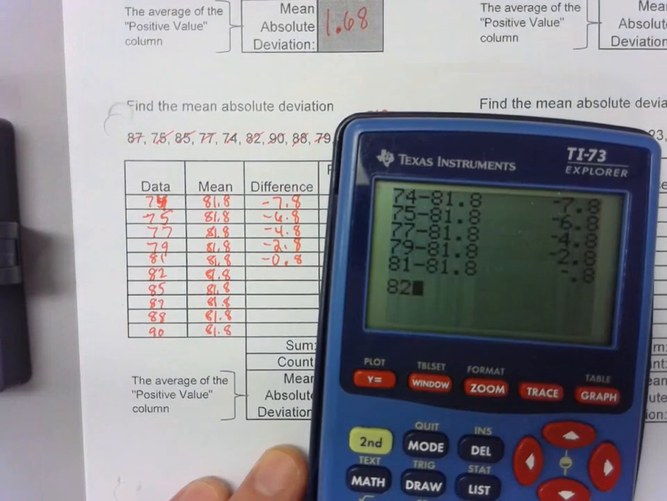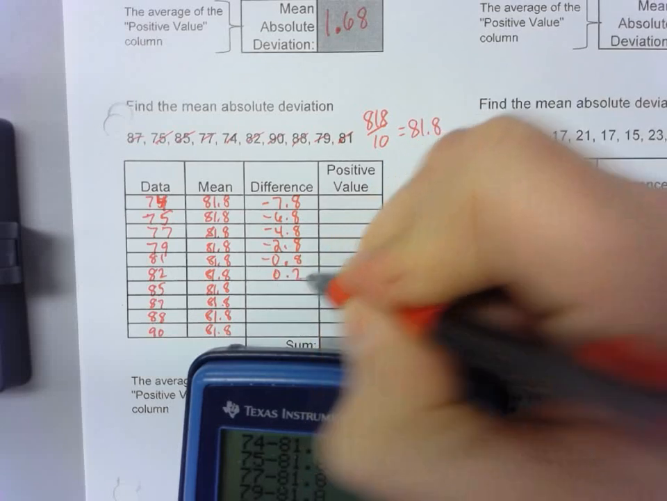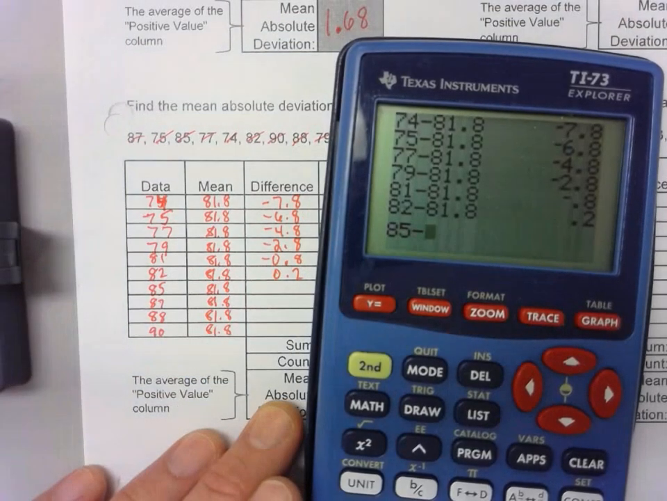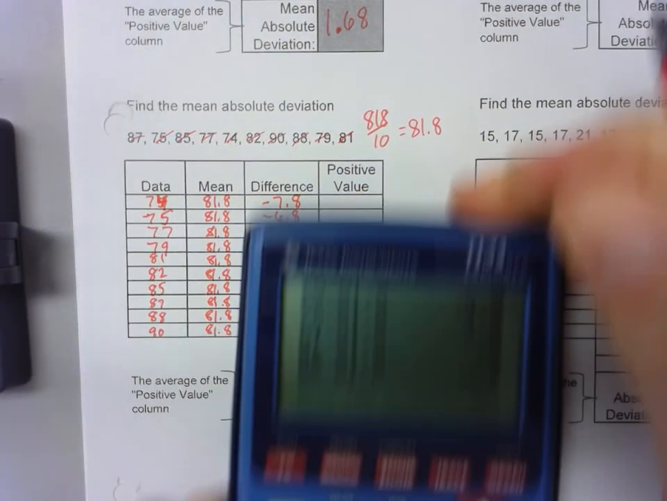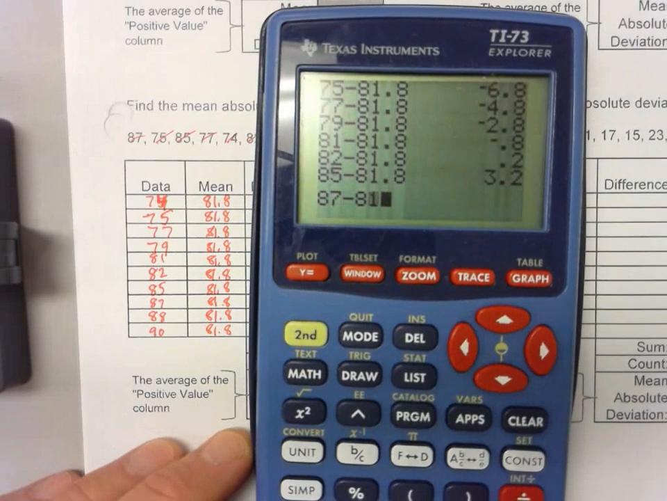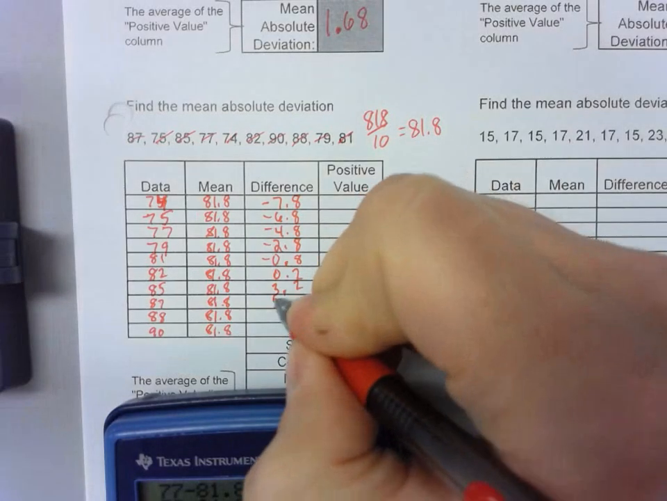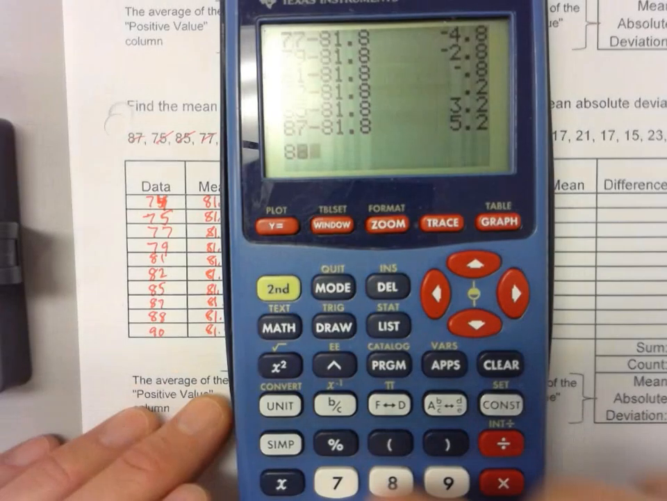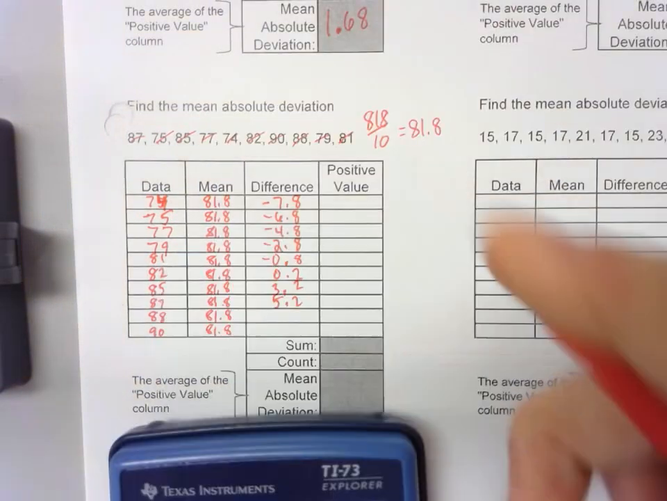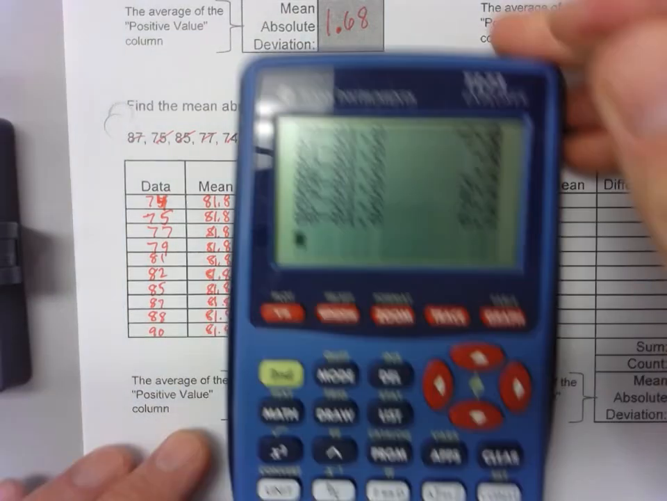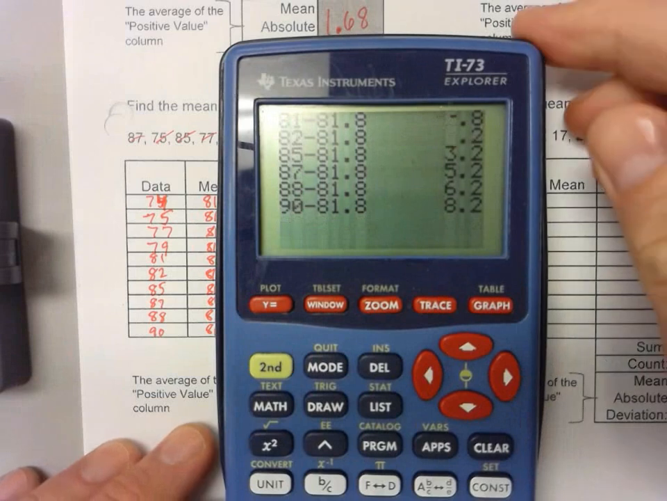82 minus 81.8 is 0.2. 85 minus 81.8 is 3.2. 87 minus 81.8 is 5.2. 88 minus 81.8 is 6.2. And then 90 minus 81.8 is 8.2.